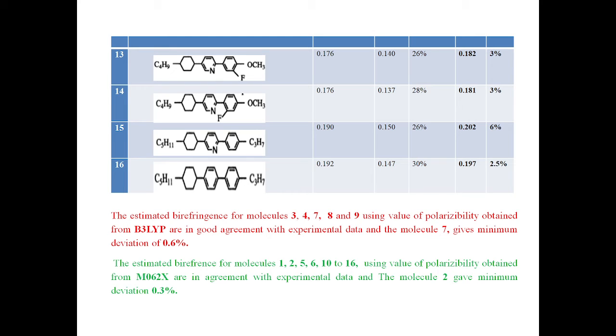The estimated birefringence values for molecules 3, 4, 7, 8 using values of polarizability obtained from B3LYP are in good agreement with the experimental data, and molecule 7 gets a minimum deviation of 0.6. Estimated birefringence for molecules 1, 2, 5, 6, 10, 16 using values of polarizability obtained from M06-2X are in agreement with experimental data. One molecule gives a minimum deviation of 0.3%.